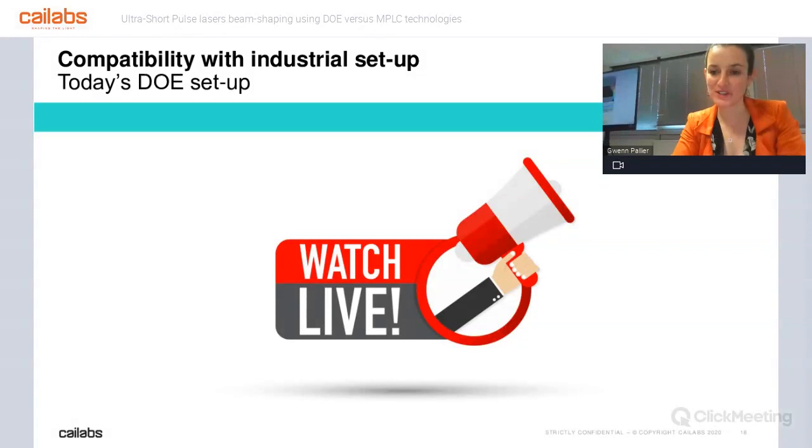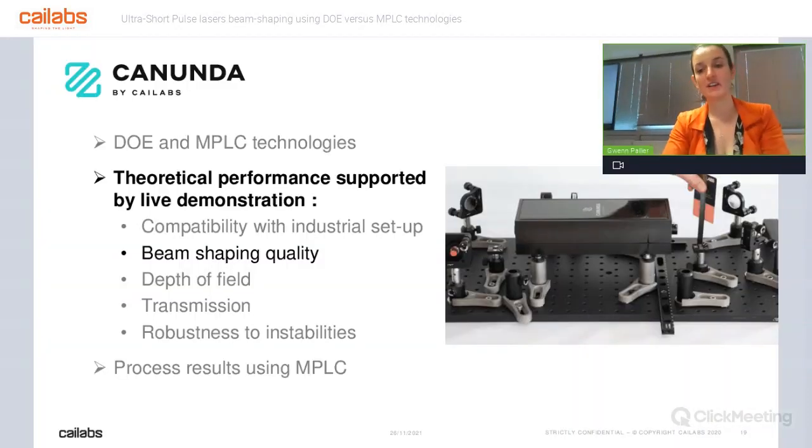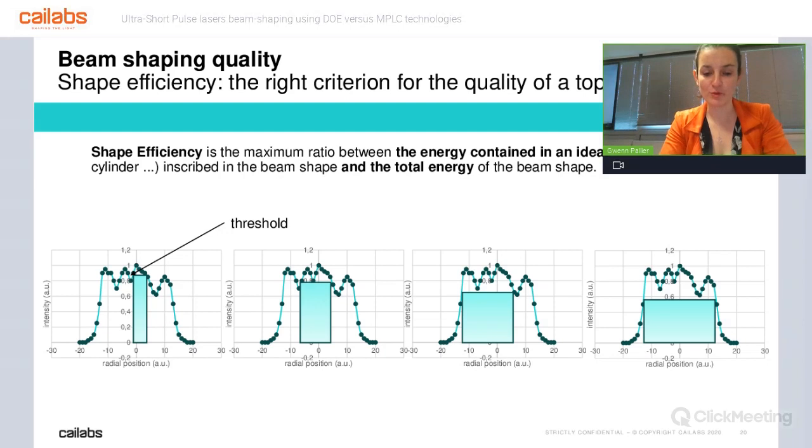Thank you very much, David, for presenting today's setup to our audience. So let's start with probably the most important, the beam shaping quality. We are doing beam shaping, so we want that to be of high quality. And we will start by defining some criteria in order to qualify the quality of the shape that both systems are providing. Let's start by shape efficiency.